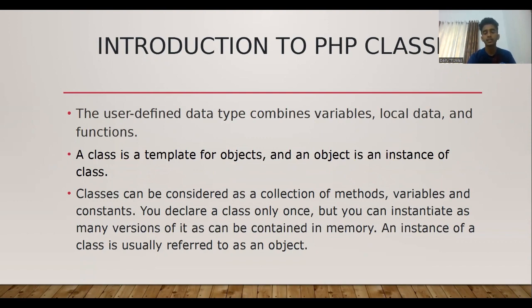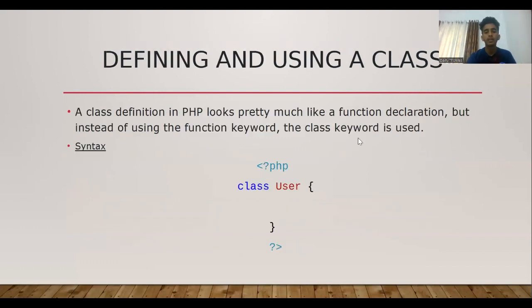Classes can be considered as a collection of methods, variables, and constants. You declare a class only once, but you can instantiate as many versions of it as can be contained in memory. An instance of a class is usually referred to as an object. Now let's see how we can define a class.